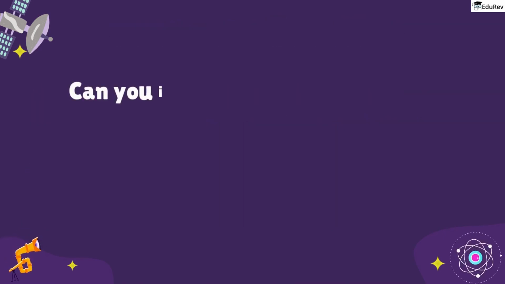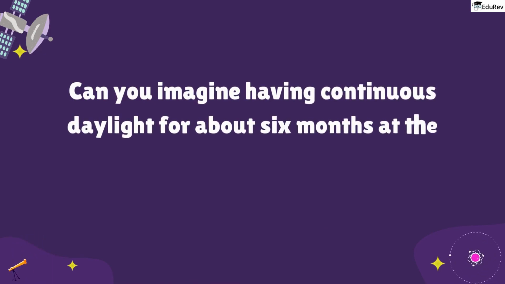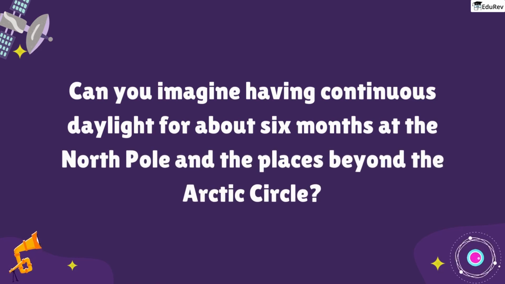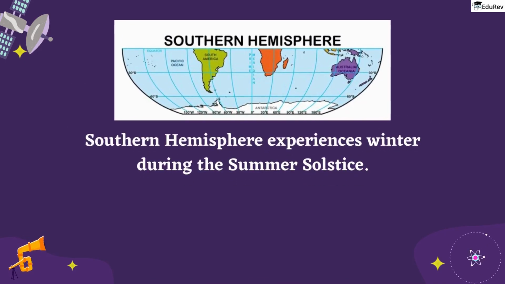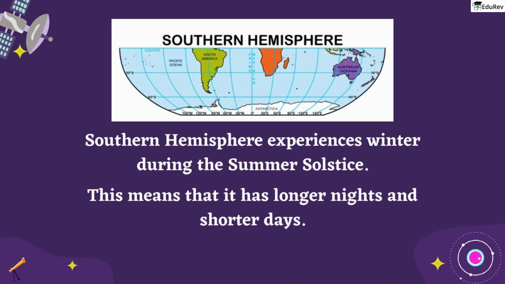Can you imagine having continuous daylight for about 6 months at the North Pole and the places beyond the Arctic Circle? That's so cool. On the other hand, the southern hemisphere experiences winter during the summer solstice. This means that it has longer nights and shorter days.